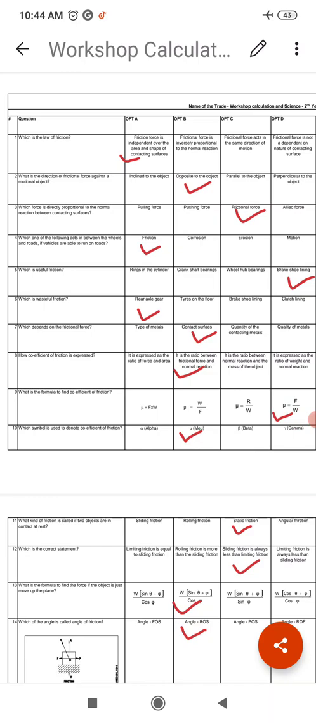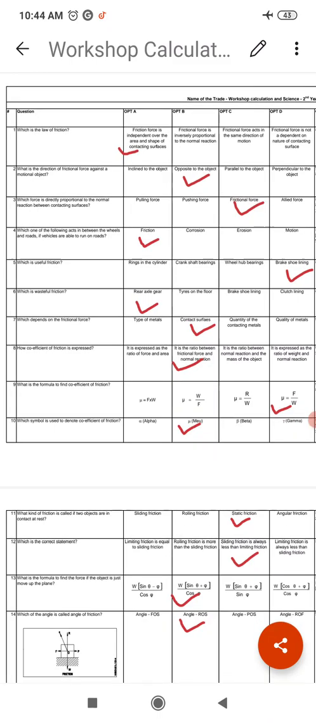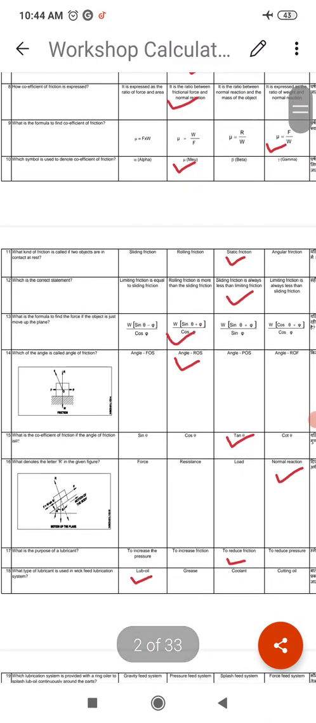Option D. Next one is, which symbol is used to denote coefficient of friction? Its answer is option B, mu (μ). Next, what kind of friction is called if two objects are in contact at rest? Answer is C, static friction.